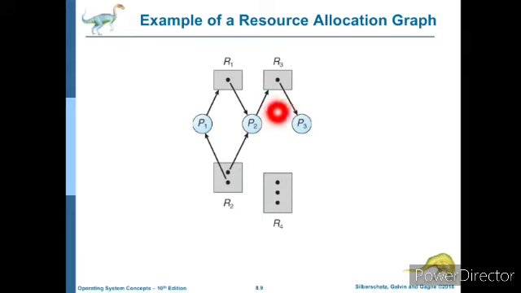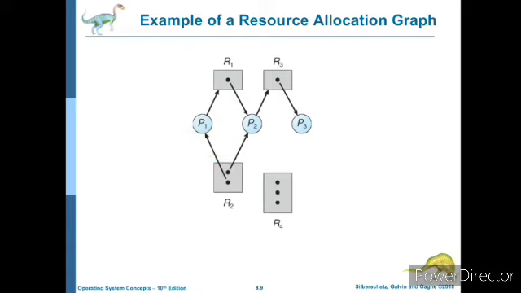Now, given the definition of the resource allocation graph, if the graph contains no cycle, no process in the system is deadlocked. So in this example, the resource allocation graph does not contain a cycle, so no process in the system is deadlocked. Suppose I start with P1, P1 to R1, R1 to P2, then from P2 to R2 there is no edge. So there is no cycle, and in this example there is no deadlock.